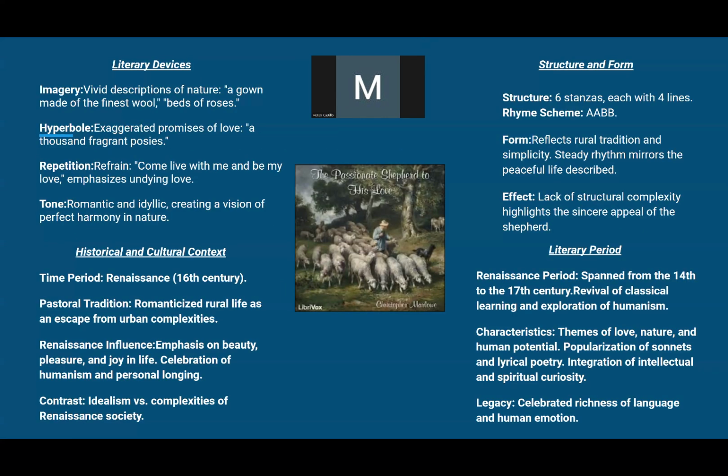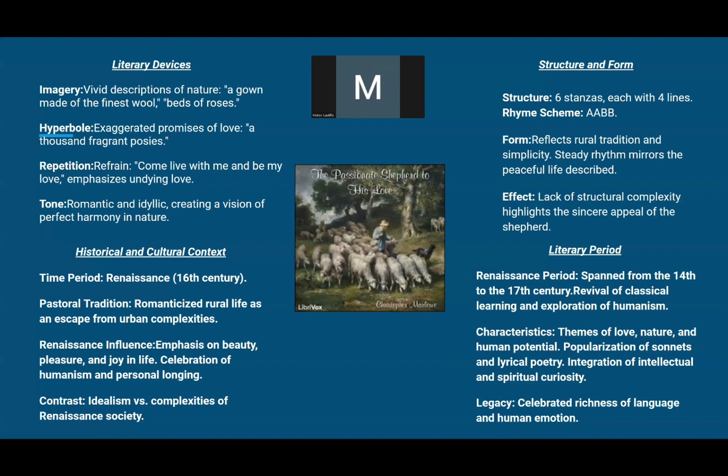Some literary devices seen throughout this poem are imagery, hyperbole, repetition, and tone. The imagery shown throughout the poem create vivid descriptions of nature. Some examples of this are a gown made of the finest wool or the bed of roses. For the repetition, it helps the reader emphasize the undying love that Christopher Marlowe is trying to portray.